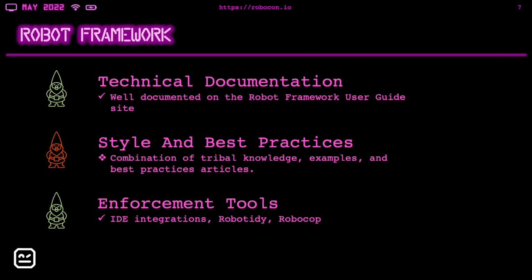We've had the user guide since the beginning, and it has very good documentation as far as how you put together the keywords, how do you handle variables, how do you handle organizing your code data, the nuts and bolts of Robot Framework. And recently, tools such as Robotidy and Robocop have been maturing to the point where they're really useful for linting and static code analysis.